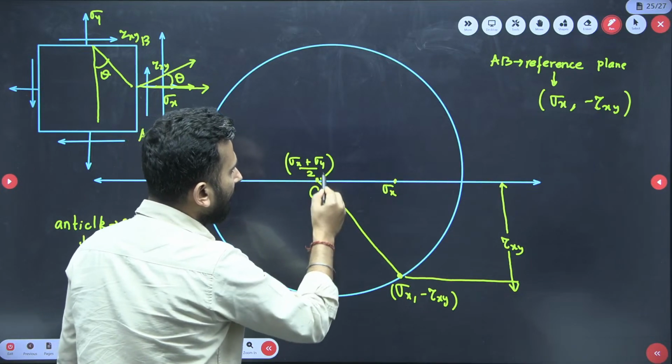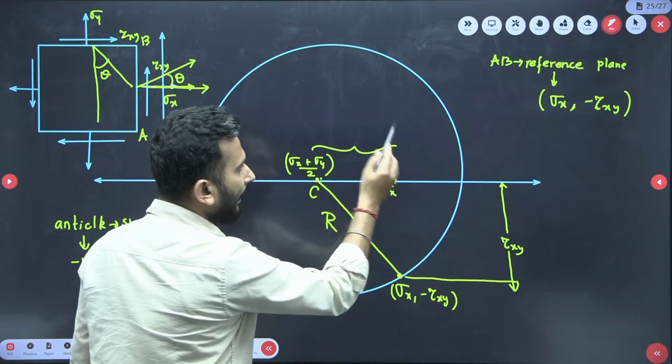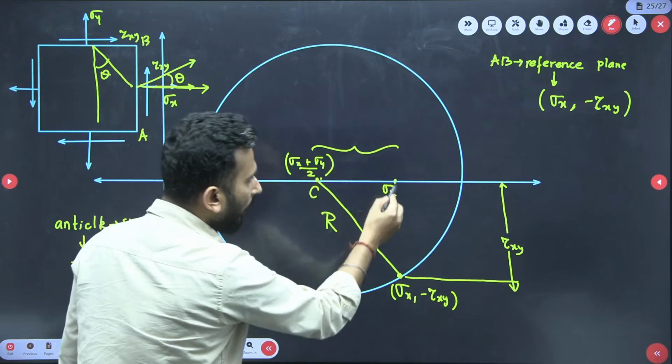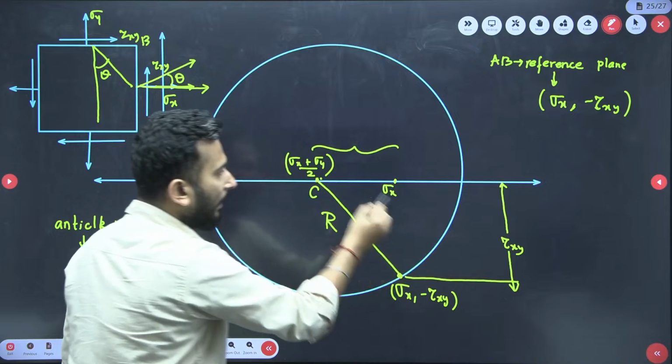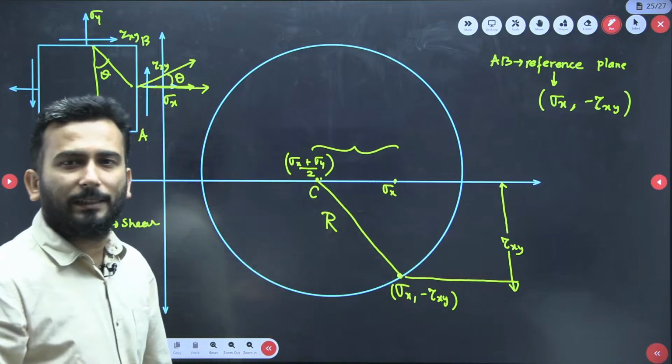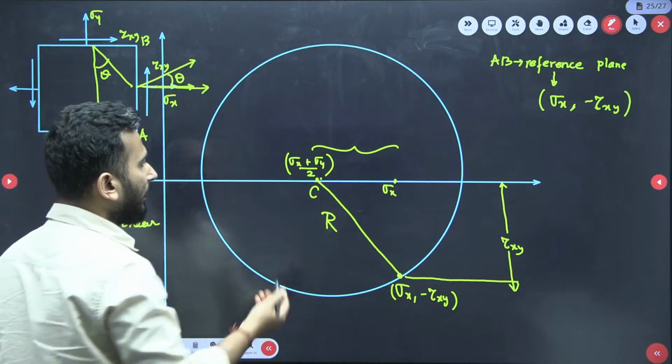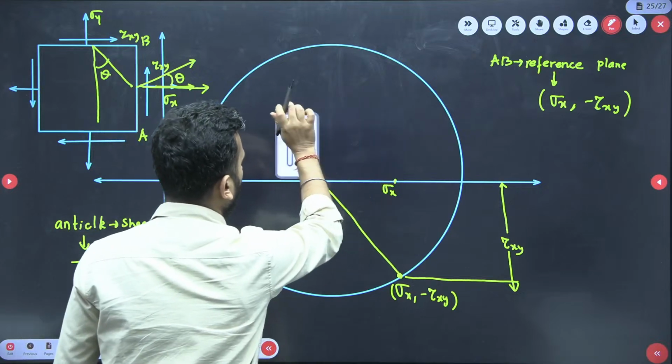This is sigma x. So can I find this distance? Yes, I can subtract it and get the value. Do I know this distance? Yes, tau xy. So I can get the hypotenuse very easily. I can do it, but I am not going into that. You can take care of yourself also.